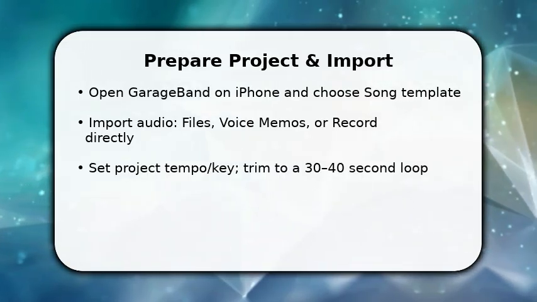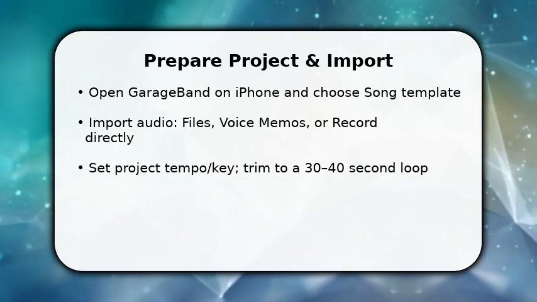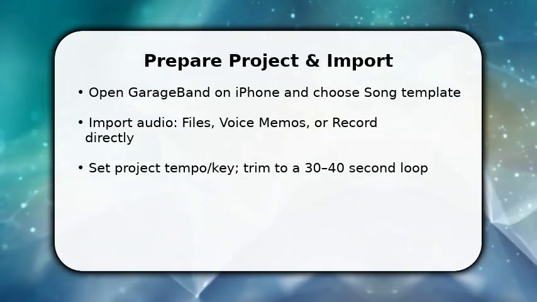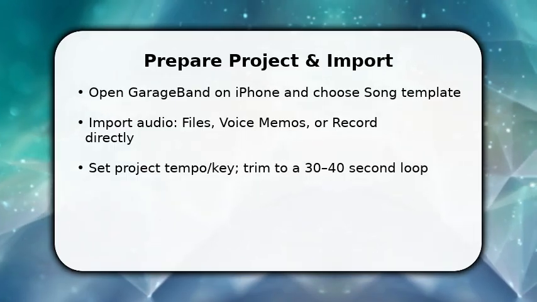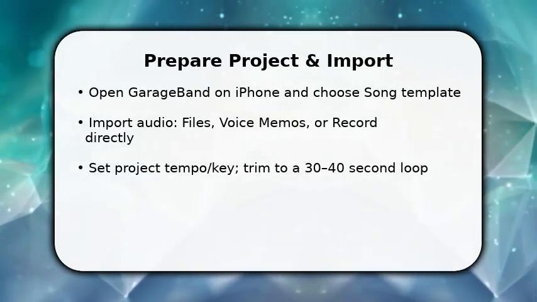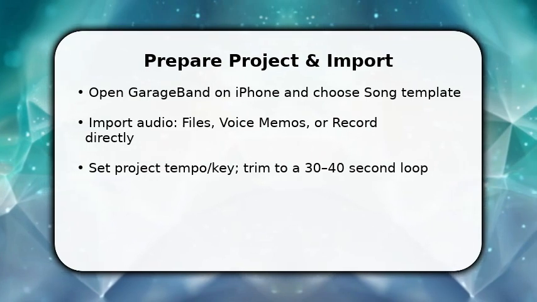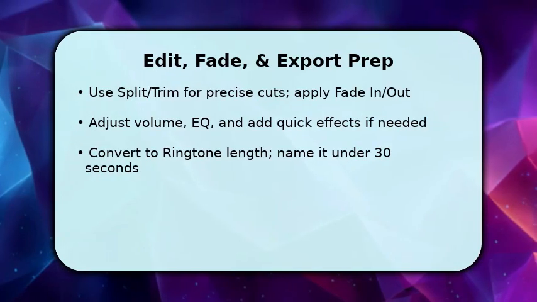Once the audio is in, tap to trim and move the region so the most recognizable section sits in the first 30-40 seconds. Make sure looping is off and the start point is exact, because this determines what plays when your ringtone rings. Now refine the clip.